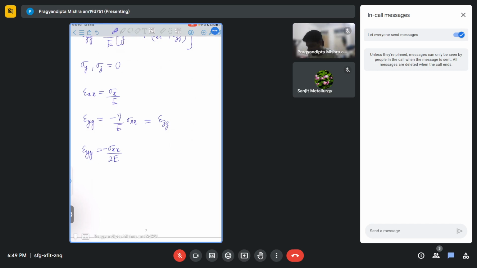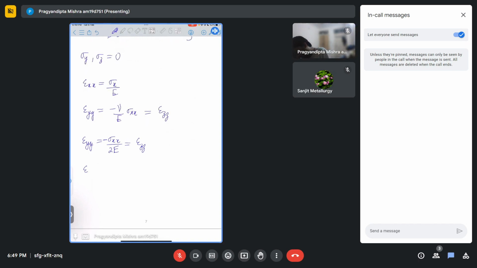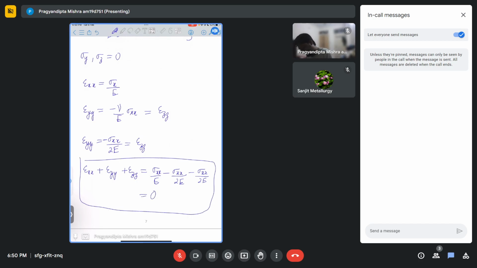Let's assume that sign is immaterial, right? So the change along epsilon yy and epsilon zz would essentially be half of the change along epsilon xx, right? So if you add epsilon xx plus epsilon yy plus epsilon zz, what would we get? You'll get sigma x by E minus sigma xx by 2E minus sigma xx by 2E, which is equal to 0. This is what we are getting, right? Finally.